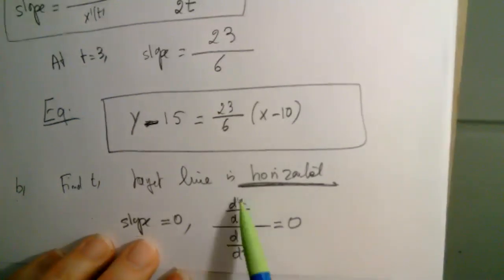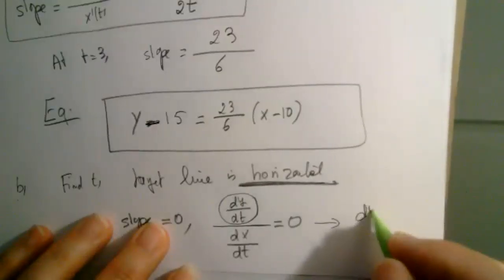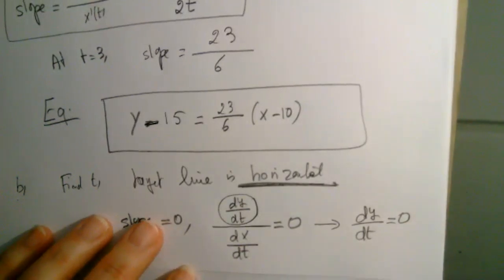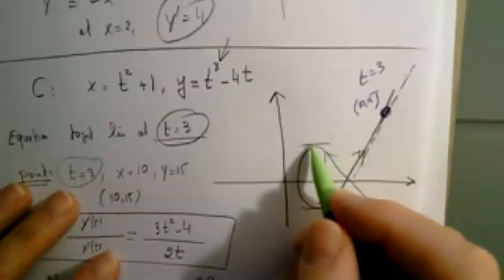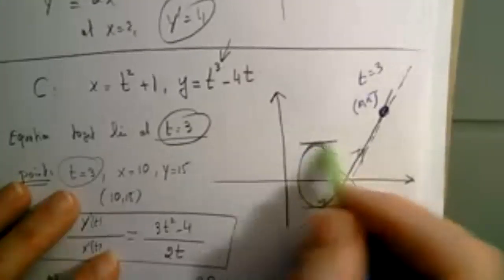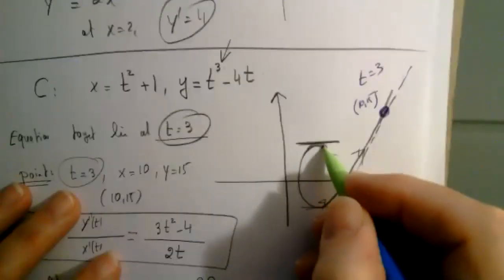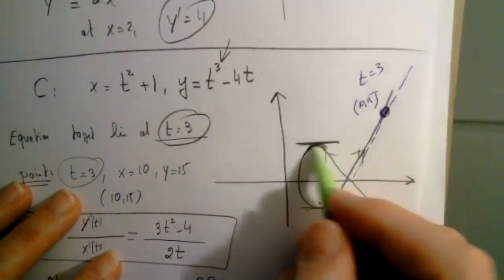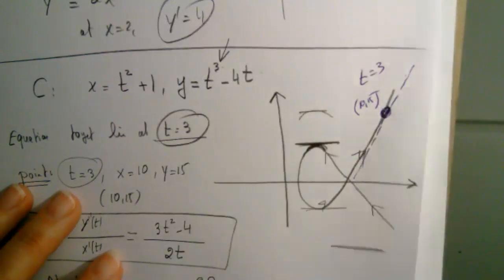But when does this happen? This happens when dy/dt is equal to 0. And geometrically, this makes sense. The slope is horizontal, which means y should almost not change here. For the slope to be 0, the change in y with respect to time should be basically 0. Y barely changes, and that's exactly where the slope is 0.